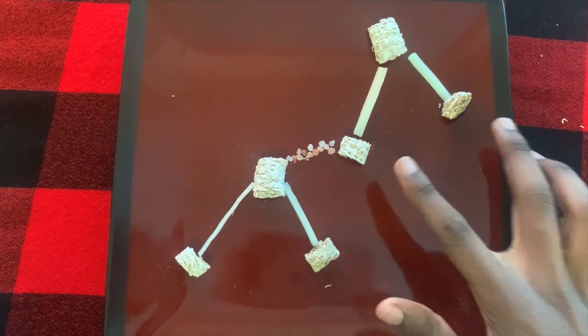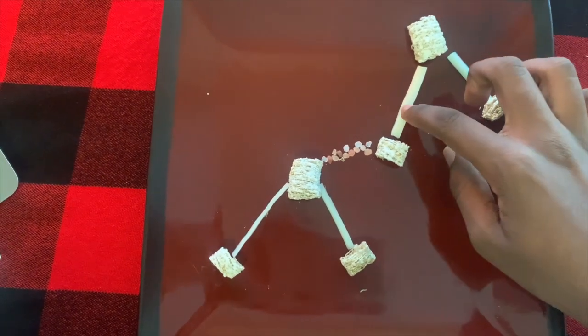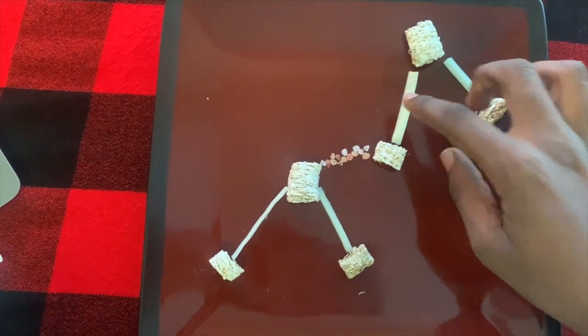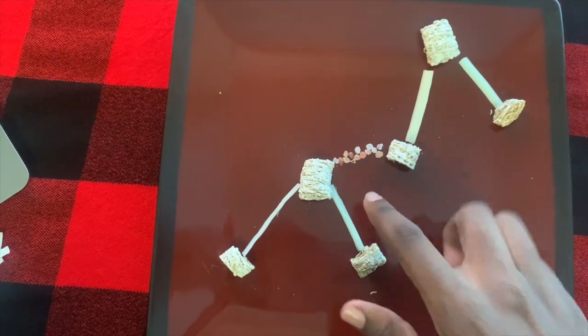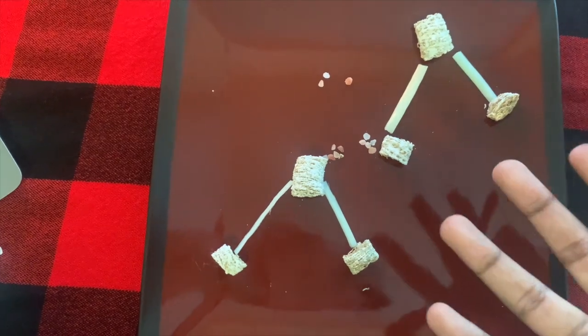Next up is intra and intermolecular bonds. Here I have many weights which represent the atoms found in H2O. The cheese strings represent intermolecular bonds, they're hard to break, and the salt represents intramolecular bonds, they're really easy to break. And yeah, that's it.